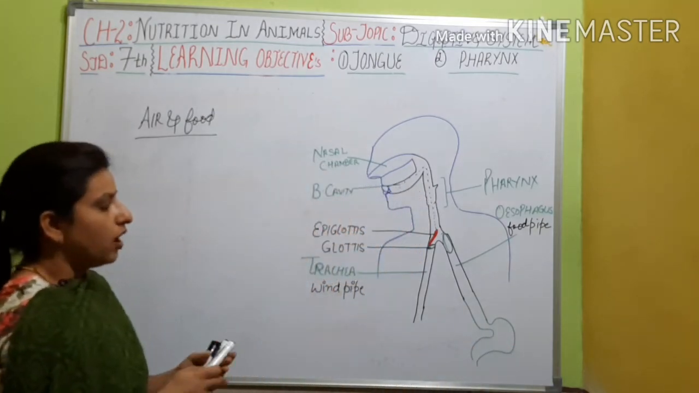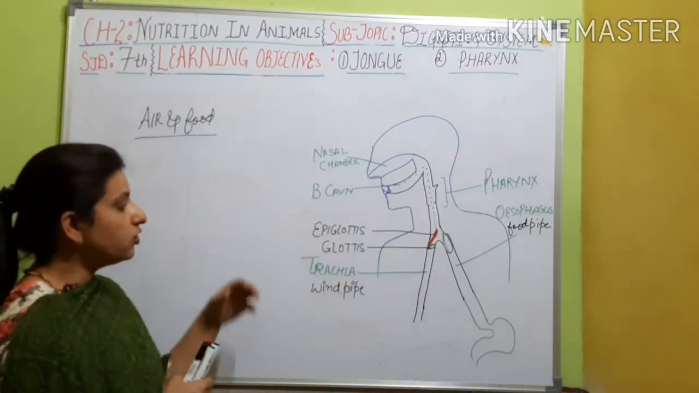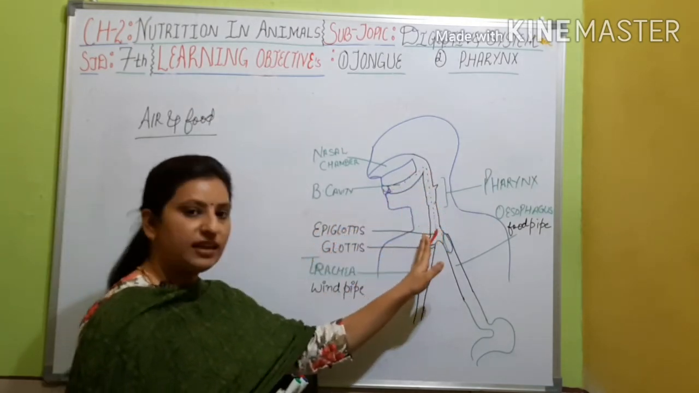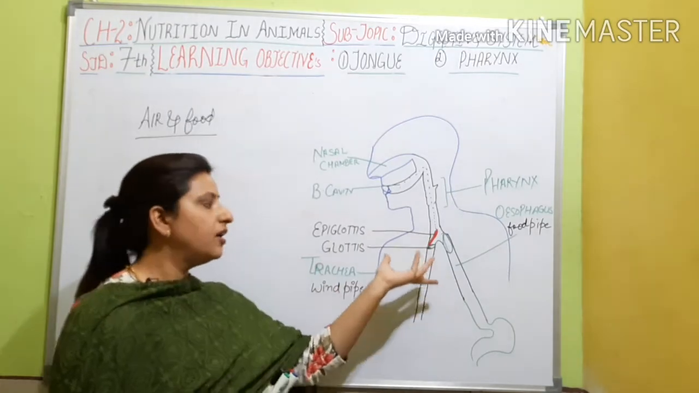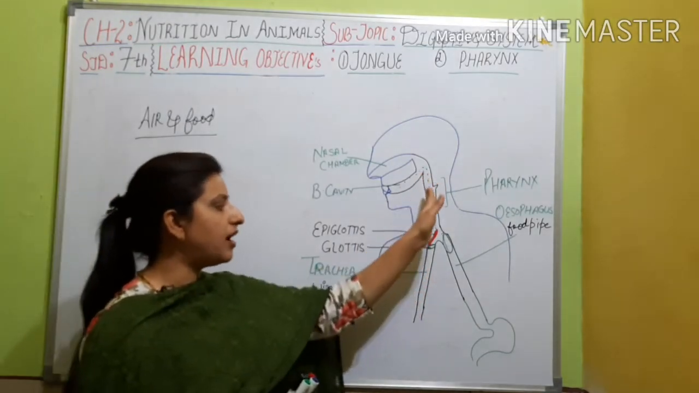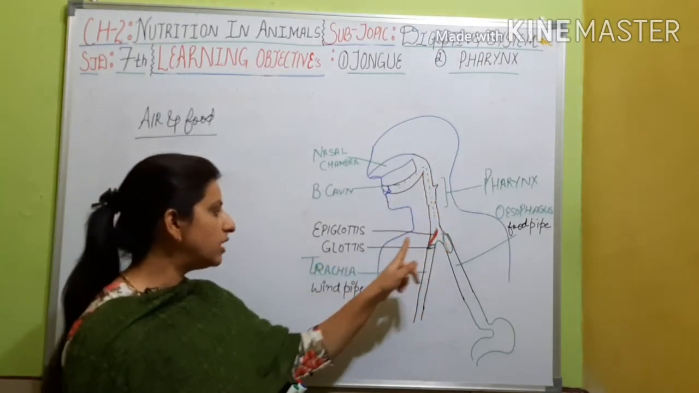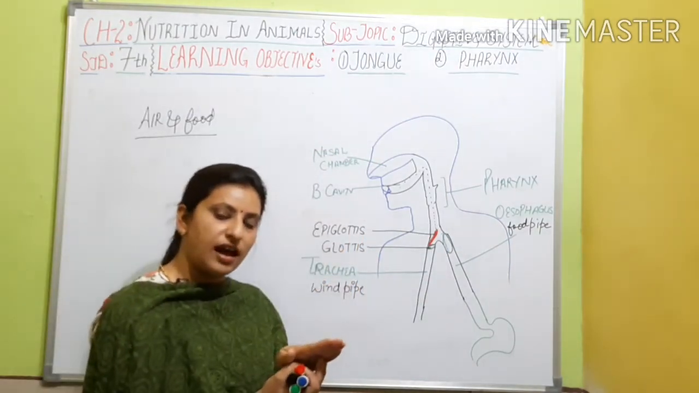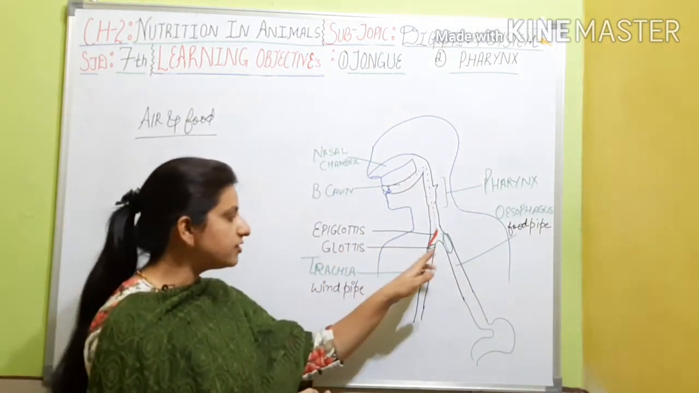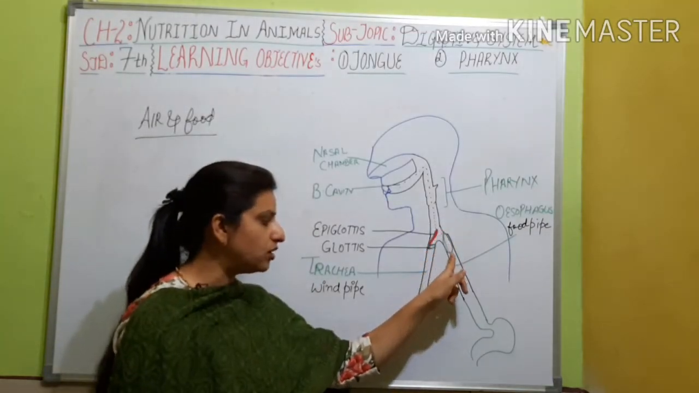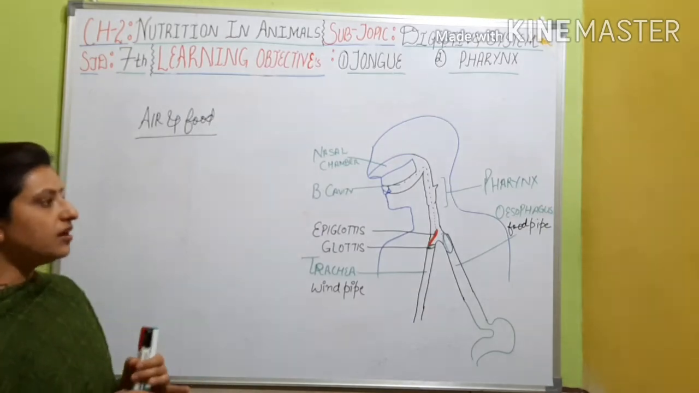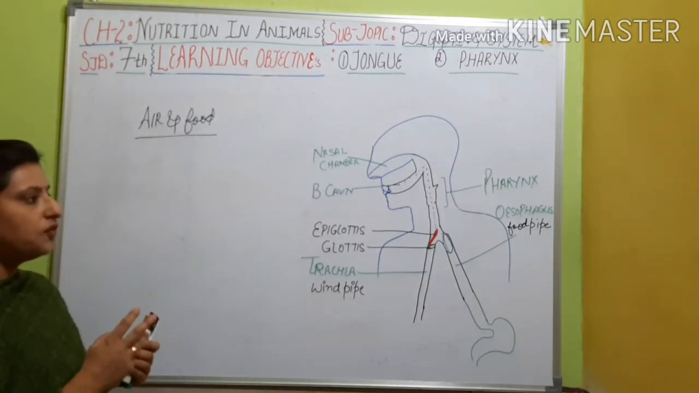So I hope you understand what is going on. The food comes from the buccal cavity, chewed by the teeth, mixed with saliva with the help of the salivary glands, and reaches the pharynx. Soon the epiglottis closes its lid over the glottis, and the food enters as a bolus into the food pipe. So this is the main function of the pharynx.